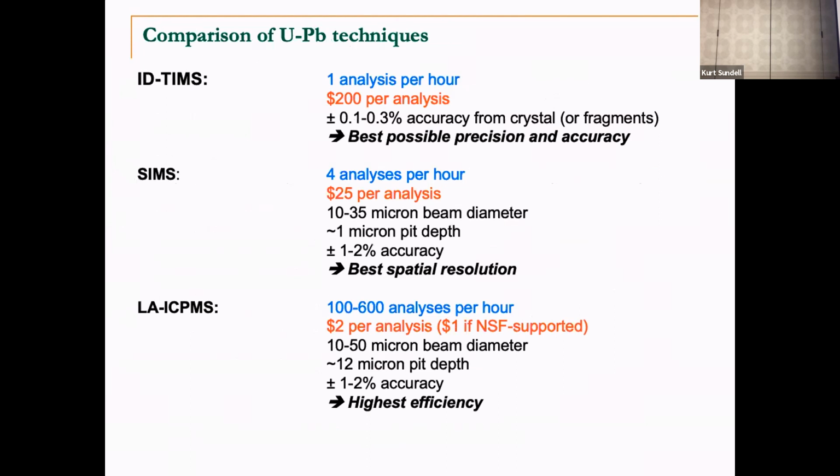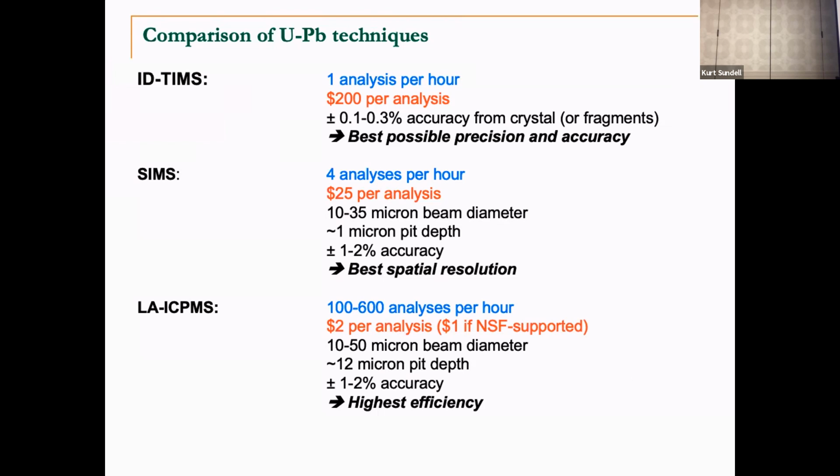Okay, so we've talked about three techniques here: ID TIMS, SIMS, and laser ablation. As George mentioned at the beginning of the day, each one of these has benefits for doing different things. So ID TIMS, if you're worried about calibrating the geologic timescale, that is the method for you. You're going to get ultra high precision, but it's going to cost you both in time and in money.